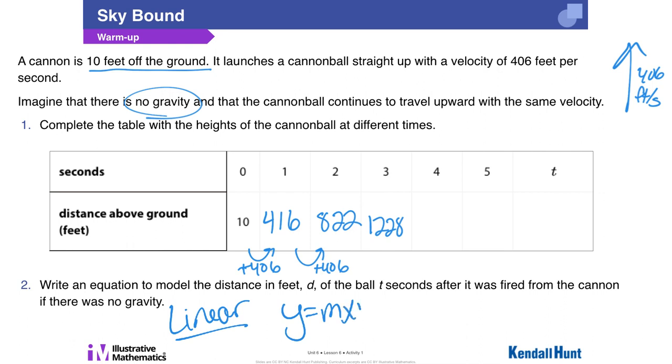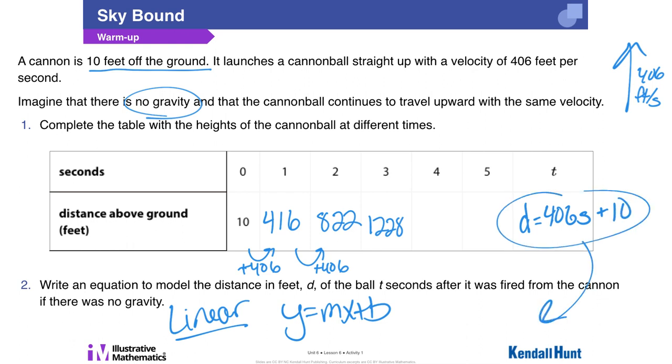Remember, linear is y equals mx plus b. In this case, we're using d for our distance. Our m is going to be our slope. How fast is it changing each time? So that's 406 times s for seconds instead of x, plus our starting point, which was 10. So that's the same as the equation down here.